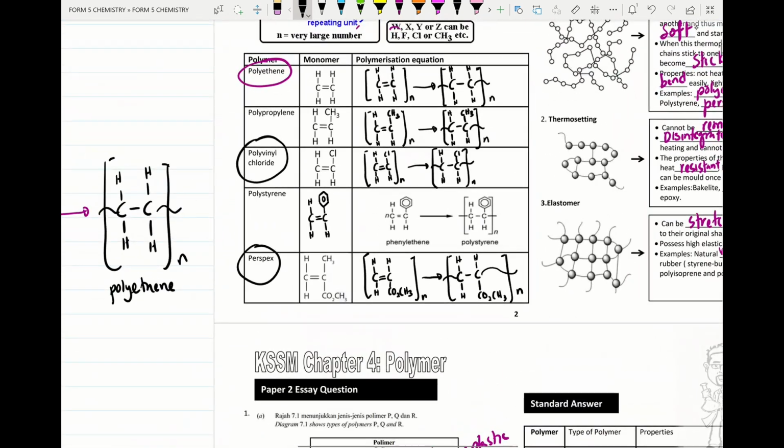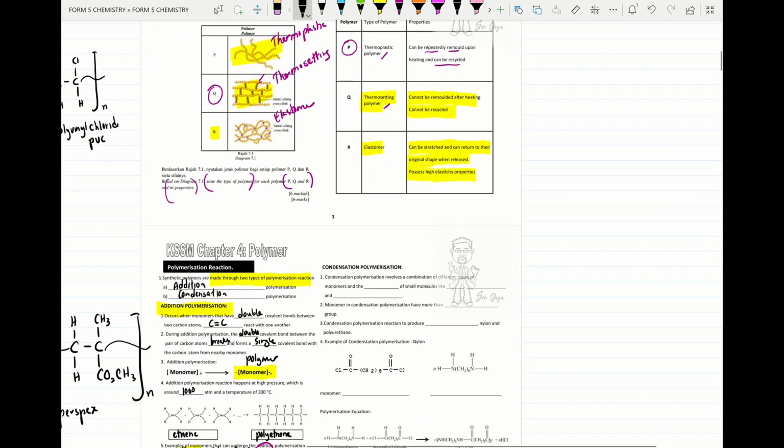and try to practice on styrene, ethene. I already give answer in this module. And polypropylene. On to the next part.